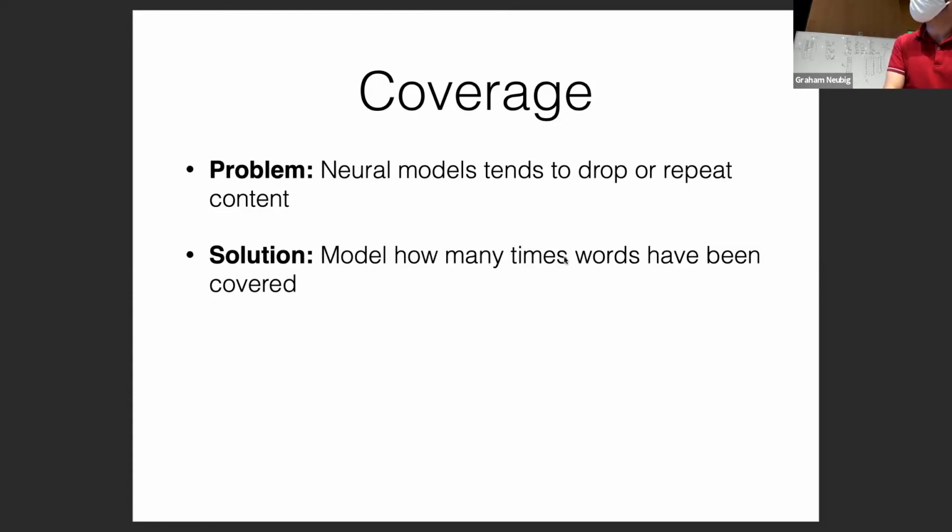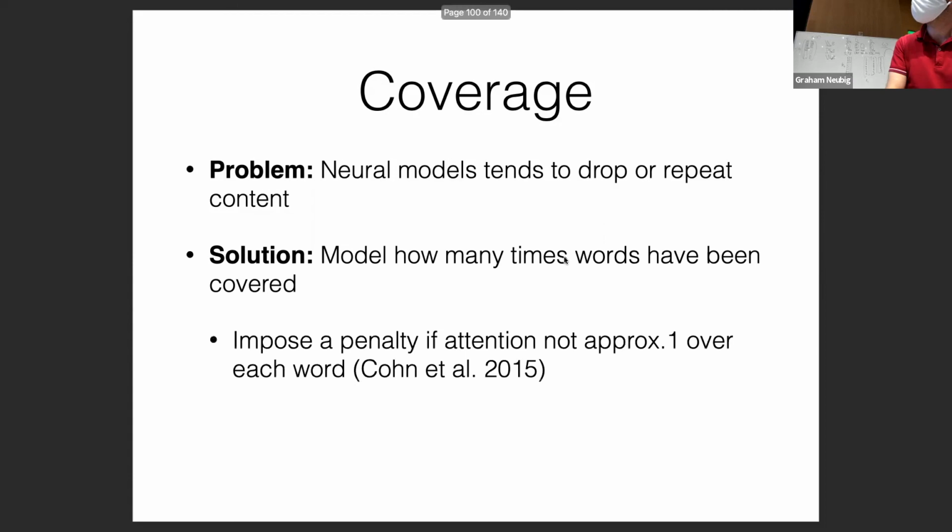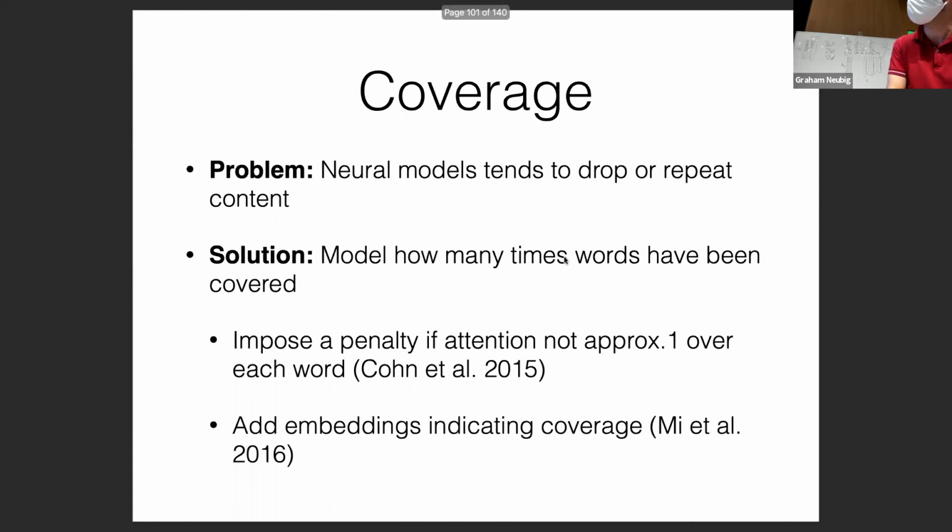One thing that we can do is model how many times words have been covered, for example, by imposing a penalty if attention is not approximately 1 over each word. This is useful for things like machine translation, where we know that each word should be attended to approximately once in the output if there's a 1-to-1 correspondence between words. We can also add embeddings indicating coverage, so we can indicate how often words have been covered.